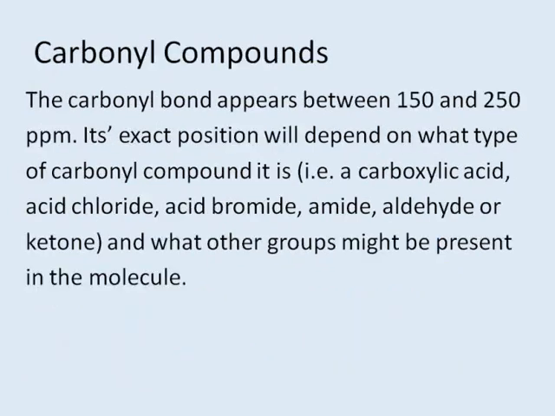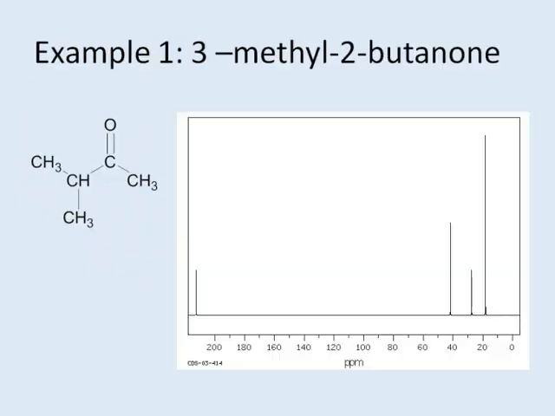Now let's move on to the final group of compounds for this presentation, those containing a carbonyl group. The peak for a carbonyl group appears between 150 and 250 parts per million, with its exact position depending on what type of carbonyl compound it is and on what other groups might be present in the molecule. Let's look at a few examples of carbonyl compounds, beginning with 3-methyl-2-butanone.